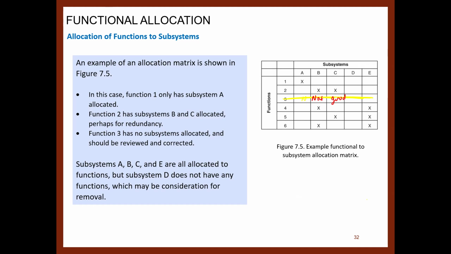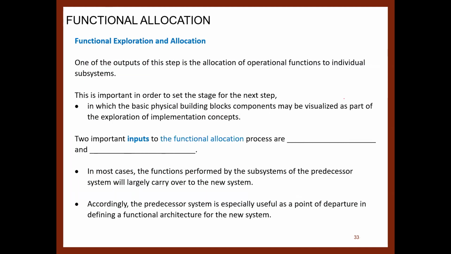So a very simple method that can help you visualize whether or not you are going in the right direction and whether or not you are addressing all the things that need to be addressed with the technology. One of the outputs of this step is the allocation of operational functions to individual subsystems. This is important in order to set the stage for the next step, in which the basic physical building blocks, components, may be visualized as part of the exploration of the implementation concepts.